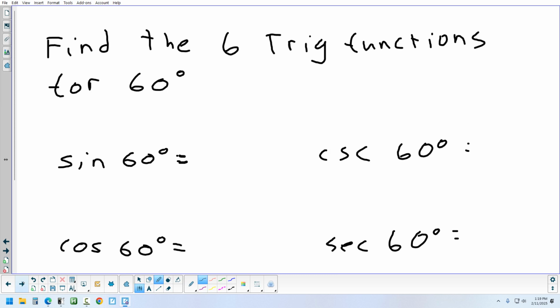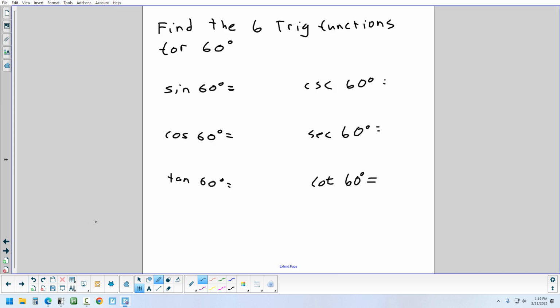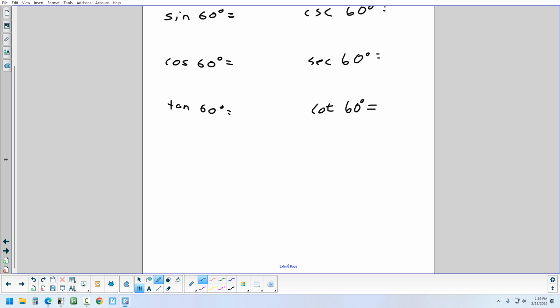All right. So let's see if we can find the 6 trig functions of 60 degrees. In order to do that, what's the first thing we have to know about 60 degrees? The coordinate. Yeah. Okay. Let's say we forgot. We know it involves a root 3 over 2 and a 1/2, but we don't remember the order. The easiest way to figure it out is to sketch it.